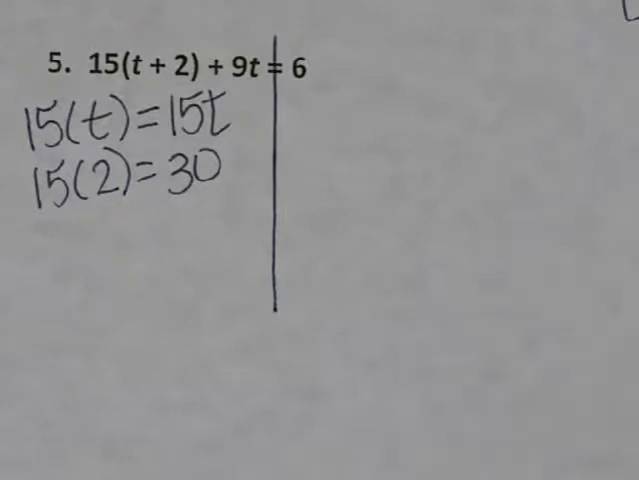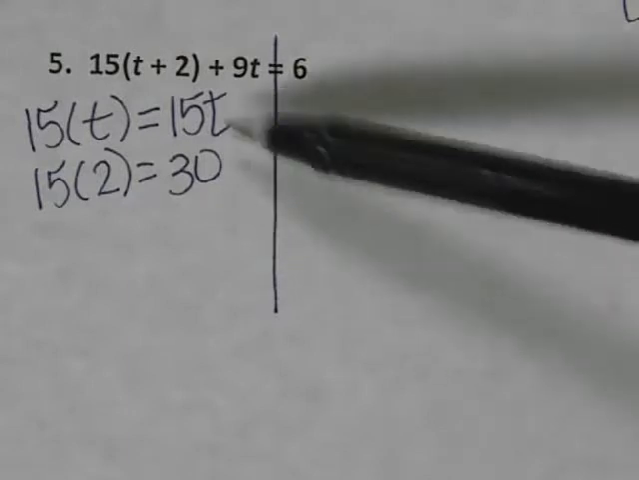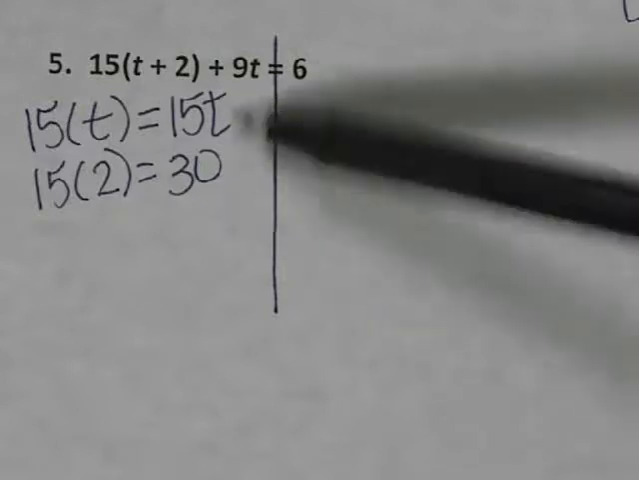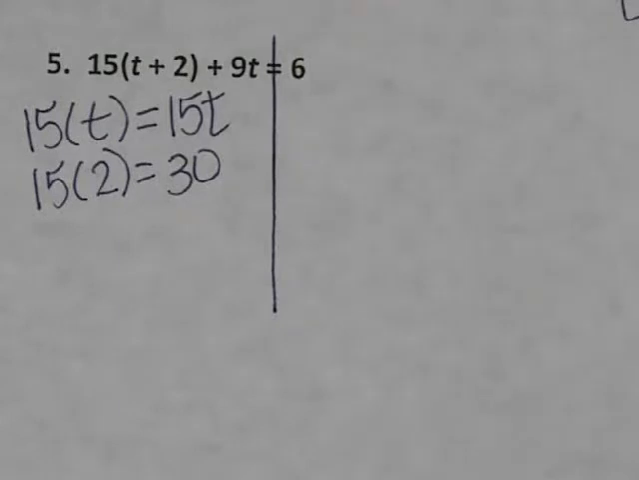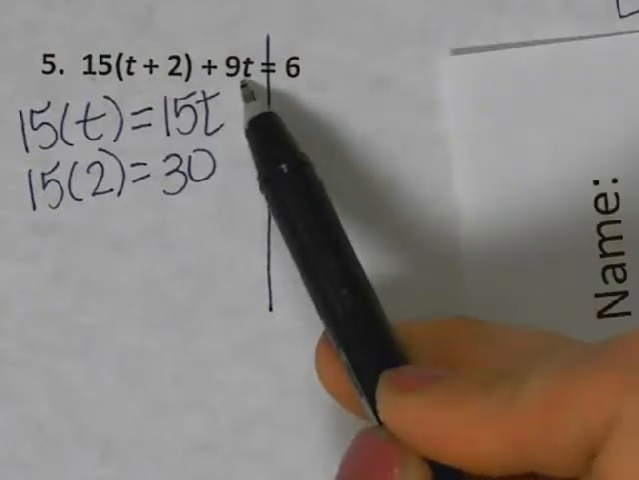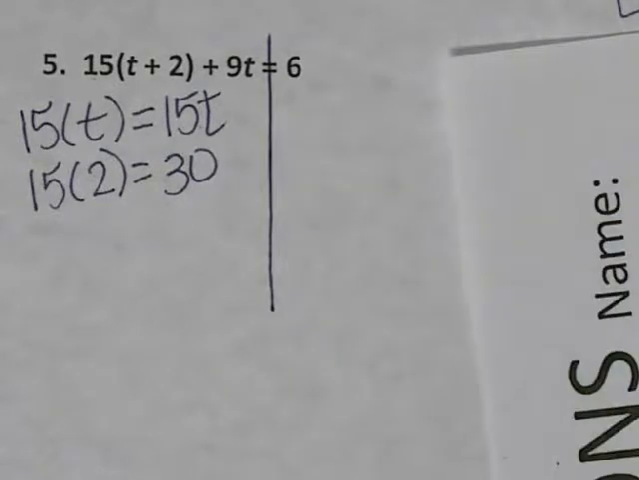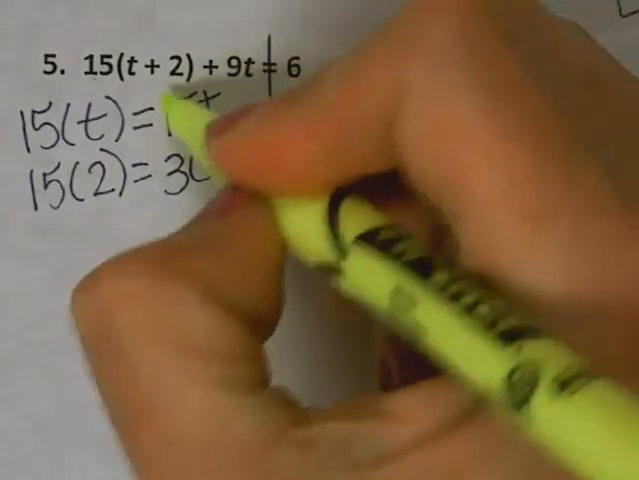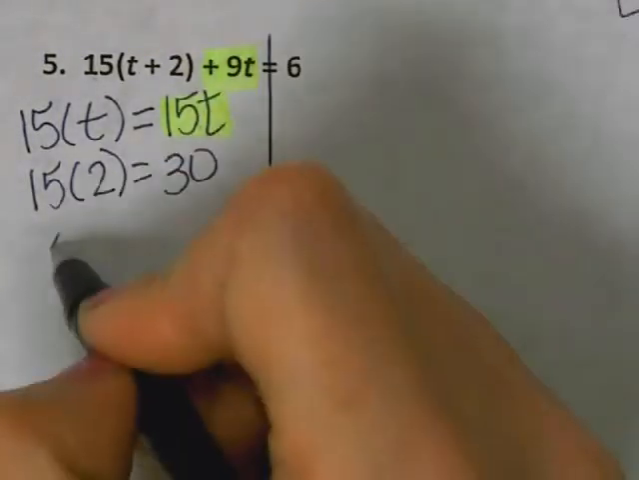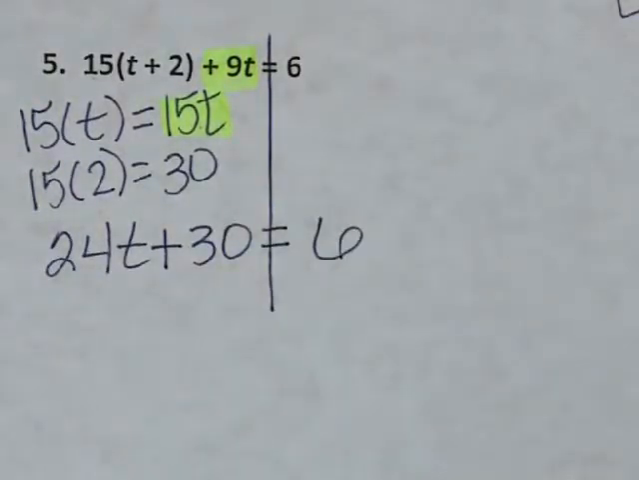Alright, so somebody said earlier, when the video was paused, that it was 45t. That is not correct, because one of them has a t and one of them does not have a t, so we cannot put these two together. But the next step is to combine our like terms, because we did the parentheses, but we still have 9t and 15t. Does that make sense? So what is 9t and 15t? 24t. Okay? So we're going to get 24t plus 30 equals 6.